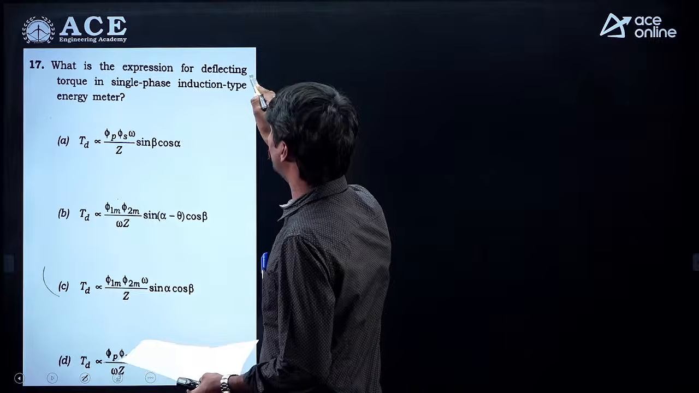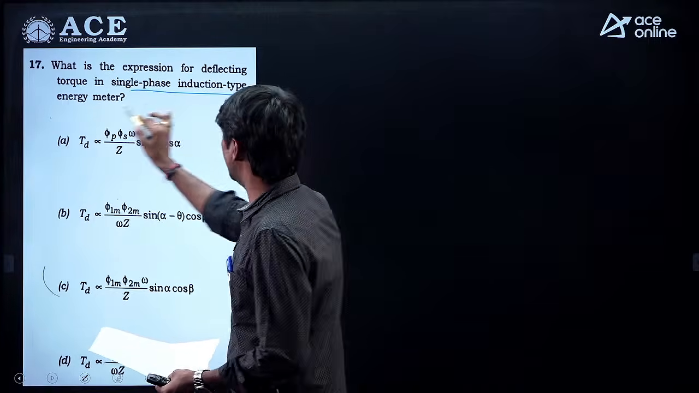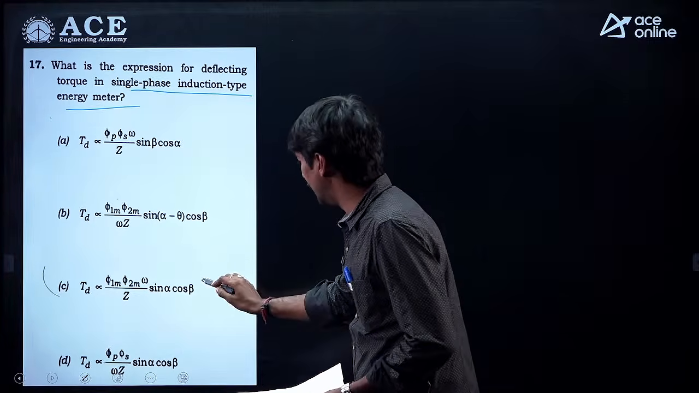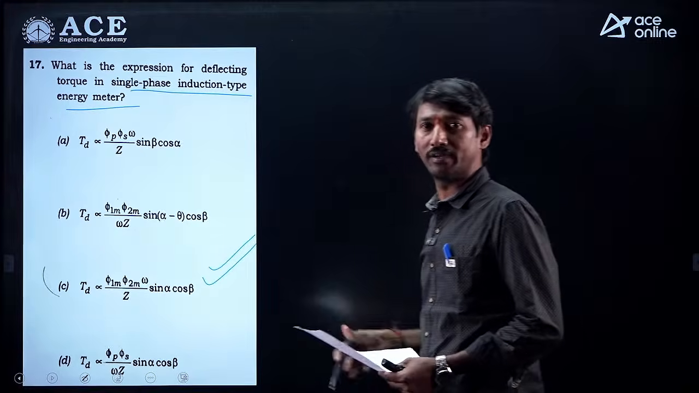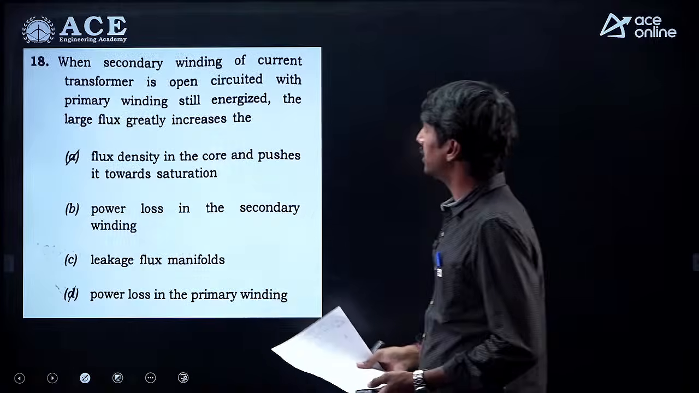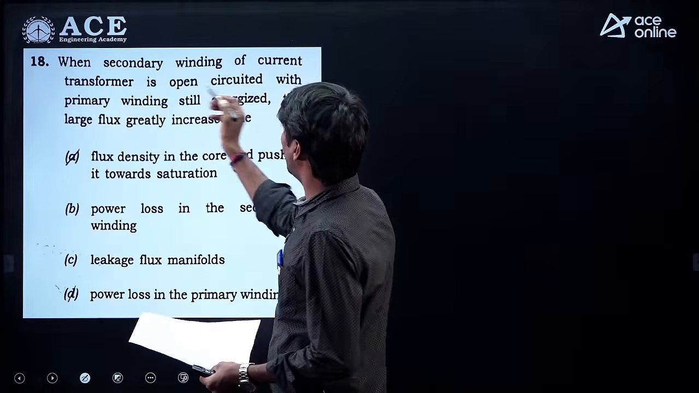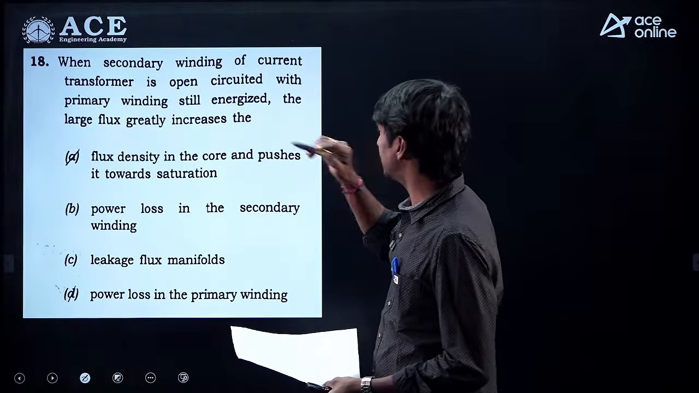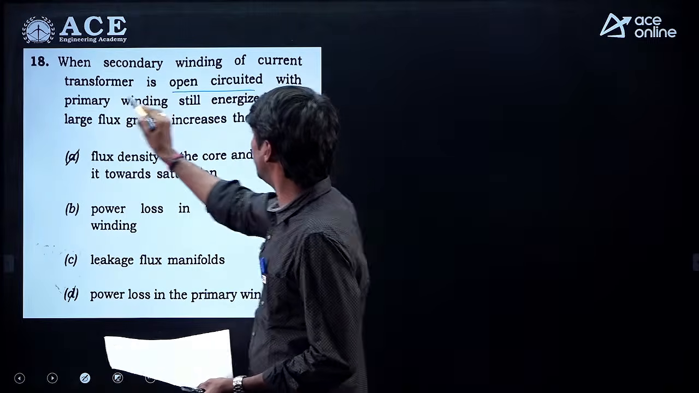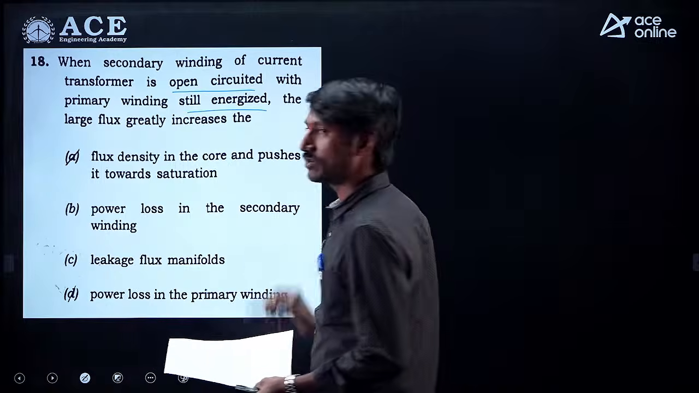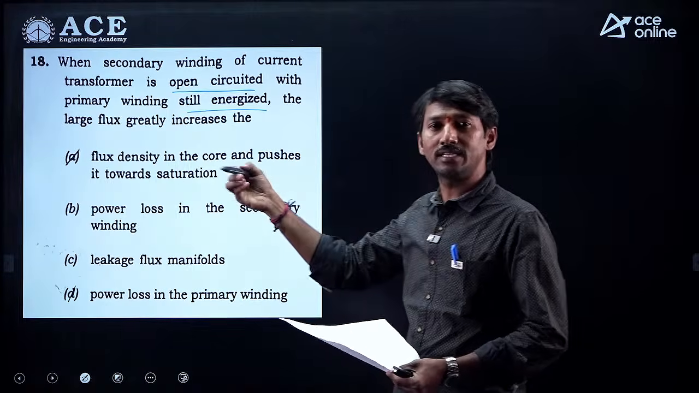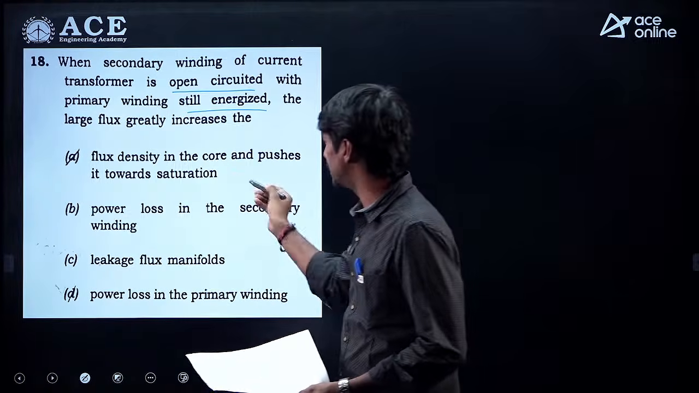What is the expression for deflecting torque in a single phase induction type energy meter? This is directly option C, a direct formula based question. Next one, when the secondary winding of a current transformer is open circuited with the primary winding still energized, what happens? Due to the large amount of MMF, the core gets deeply saturated.